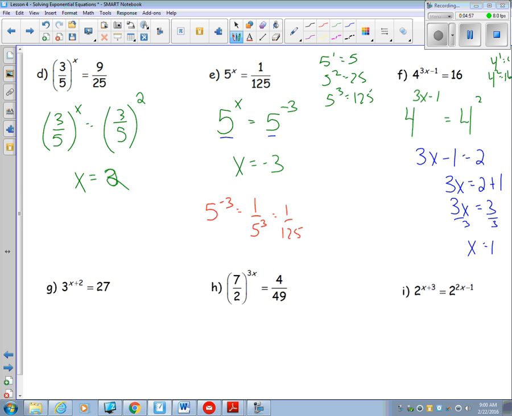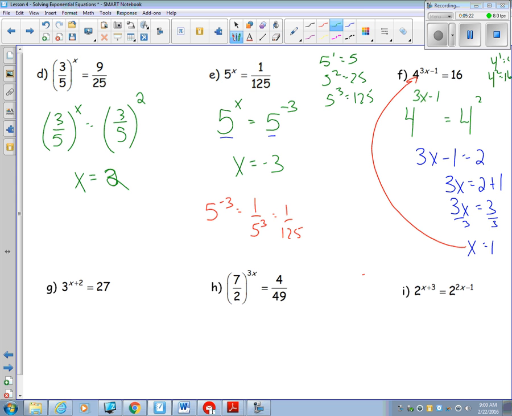If I were unsure about it, I want to test that theory out, I'd go back to the beginning and put this back in up here and see what happens. 4 to the power of 3 times 1 minus 1. What's that give me? Sorry, 4 to the 3 minus 1, which is 4 to the 2, which is 16. Yeah, it worked out. Left side and right side are both the same. It's just a way of checking things.